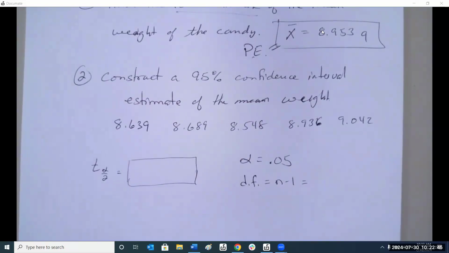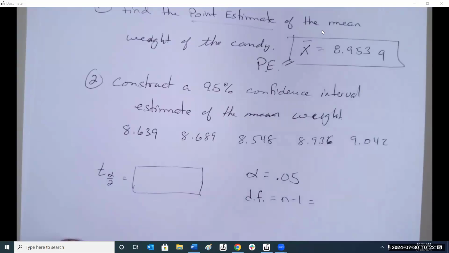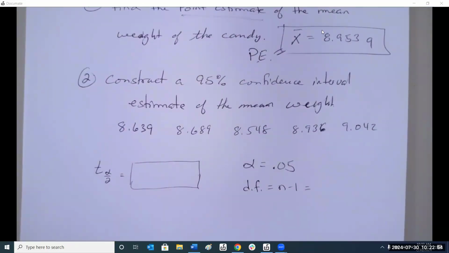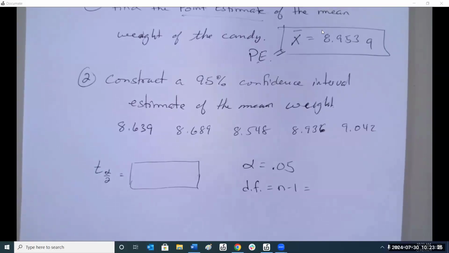Where's my data? I'm missing the sheet I just wrote. Confidence t-test. What did I do? Wait a minute, let me put it back on there.